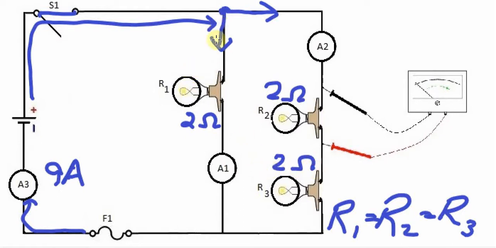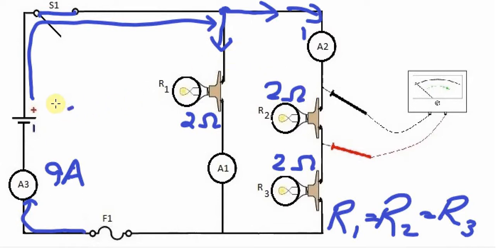What happens is down this branch here, it sees a total resistance of 2 ohms. But going down this branch, it sees these two together. So it sees a total resistance of 4 ohms going in this direction here. So this branch here has twice as much resistance as this branch here.